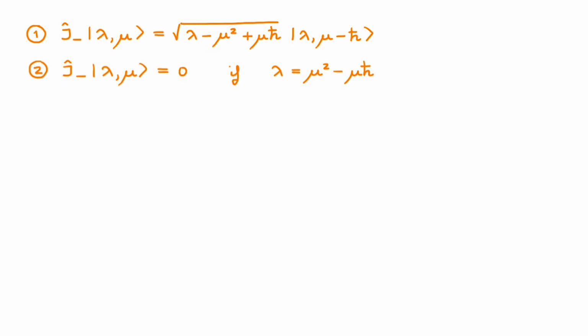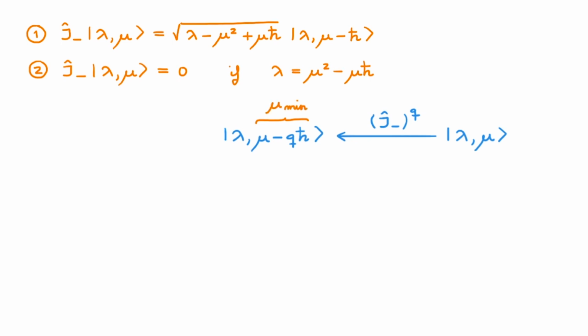In this case, starting with a state with eigenvalue mu, we then apply the lowering operator q times to end up with a state with eigenvalue mu minus q h bar. And the J3 eigenvalue of this final state must equal some minimum mu, which I call mu min, such that mu min squared minus mu min h bar is equal to lambda. This is necessary to terminate the ladder when we apply J minus one final time.